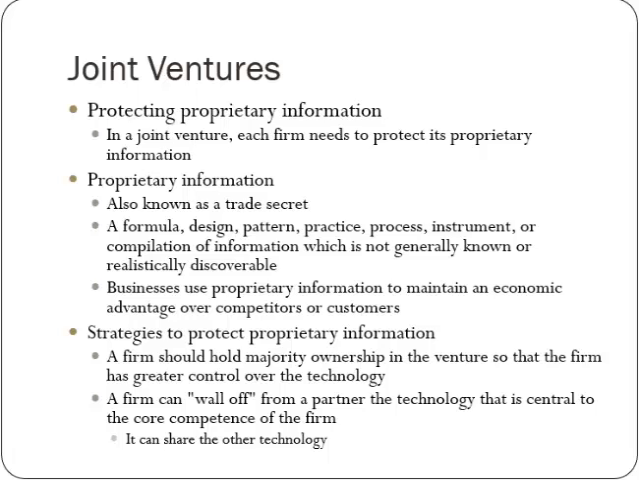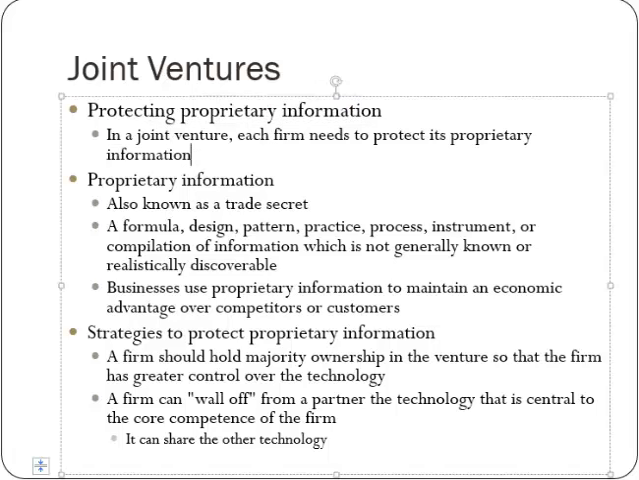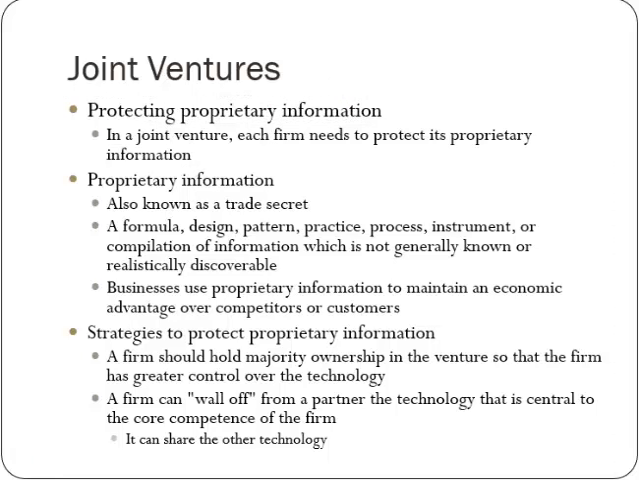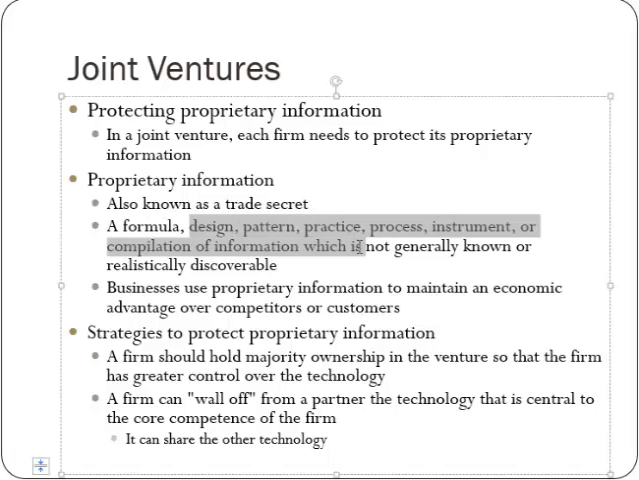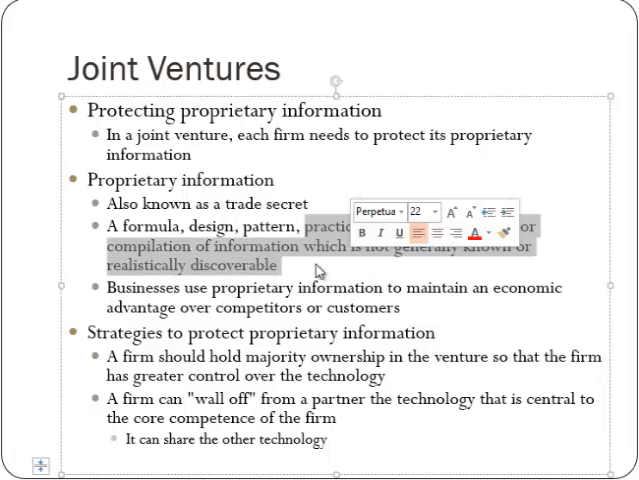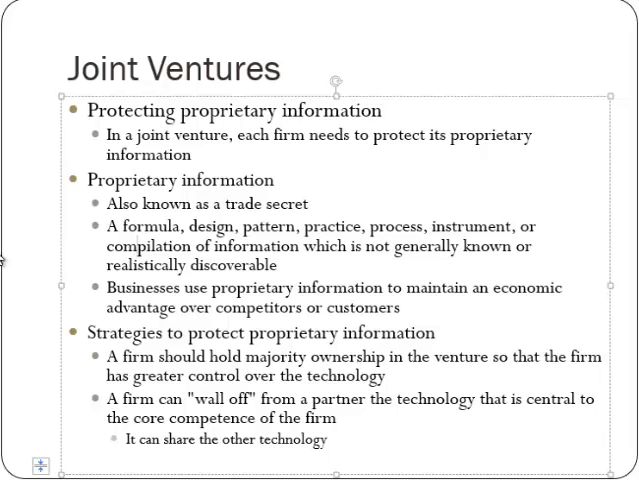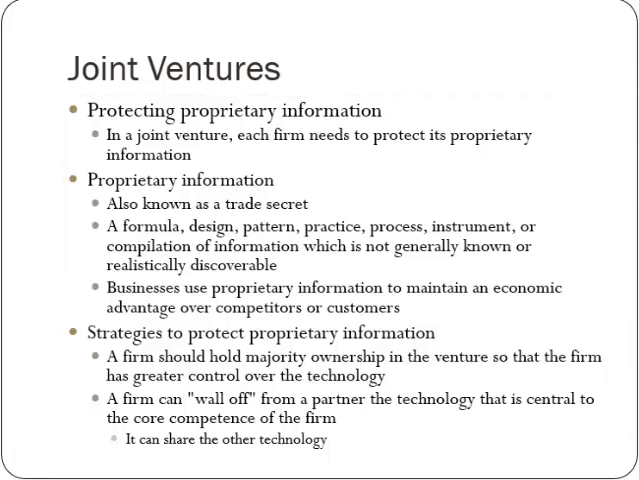Of course, in a joint venture, there are certain things you've got to watch out for, and you have to protect proprietary information. If Google's going into business with Acer, it has to make sure that whatever intellectual property it has, whatever back-end program it has that it owns the intellectual property to, is not given up. Proprietary information includes trade secrets, formulas, designs, patterns, practices, processes, instruments, which is not generally known. Processes that can be patented. You can get a patent on a particular process.